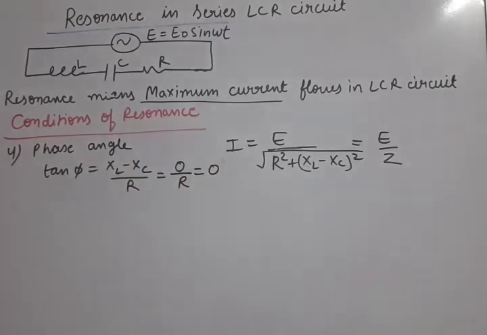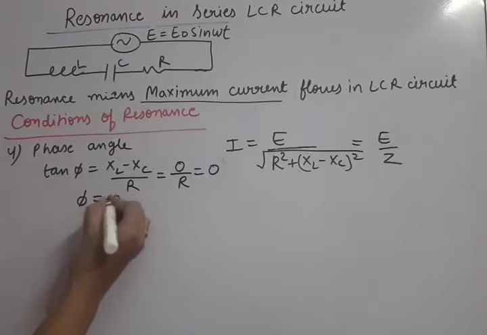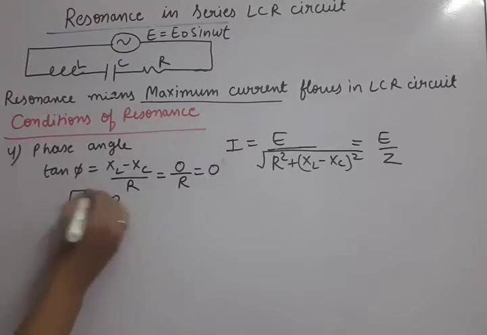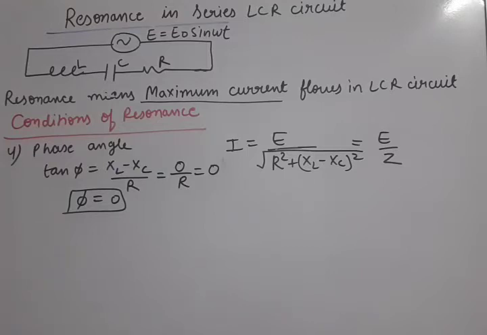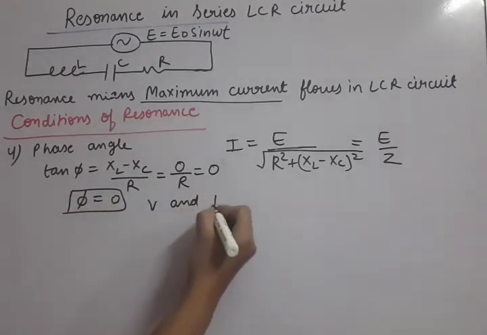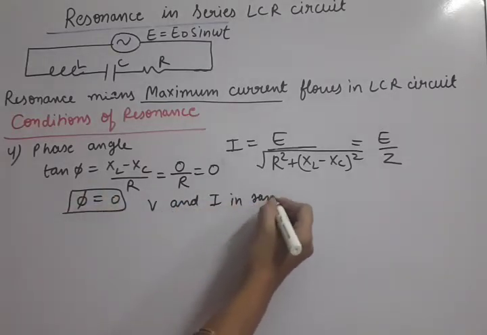So finally we are getting tan phi equals 0. Tan phi equals 0 means the phase angle phi is also 0. So the value of the phase angle between voltage and current at resonance is 0. That means V and I are in the same phase.